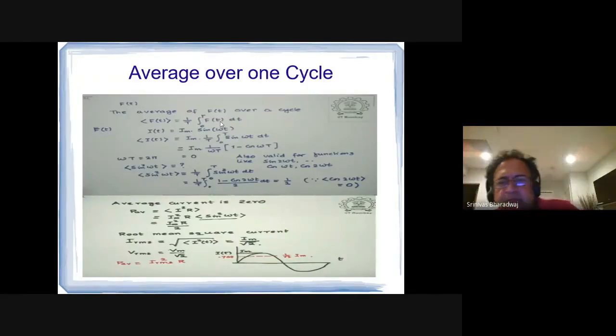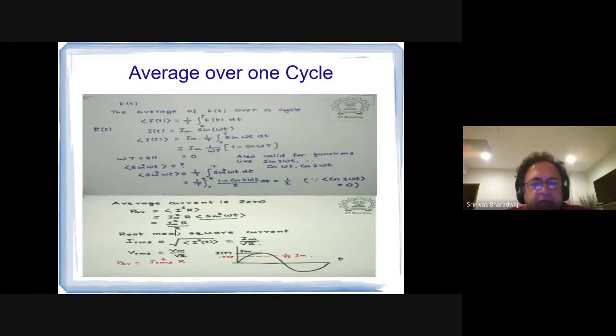Now, instead of I, if you went with I square R, which is the power, what happens to the R? It just gets taken out, right? And what happens to the I square? You end up with sine square omega t. How do you integrate sine square omega t? Write sine square omega t as 1 minus cos 2 omega t by 2, right? And once you do the integration, you end up with half. Okay, and so the average power is Im square R by 2.